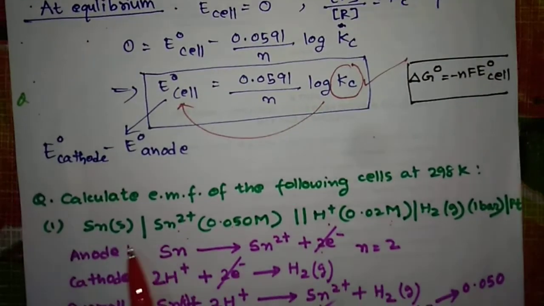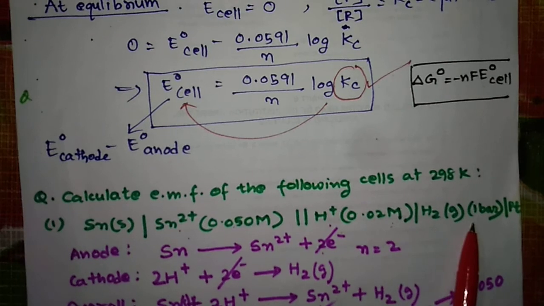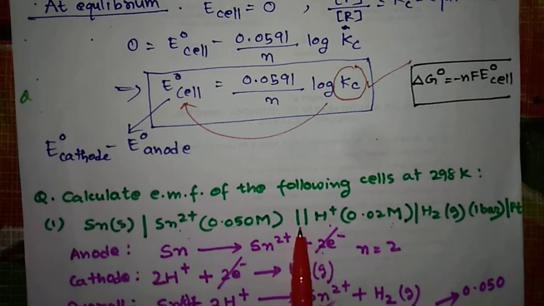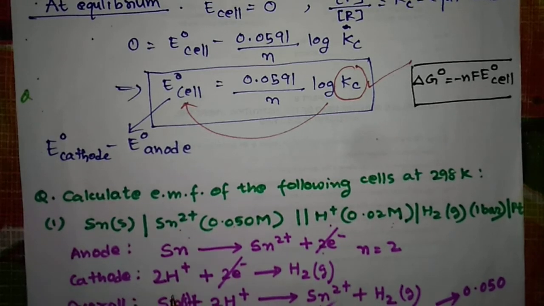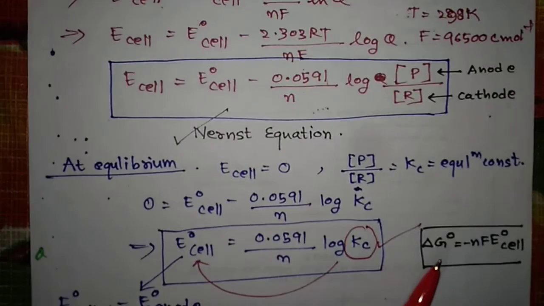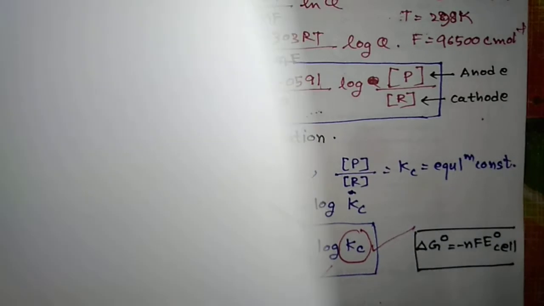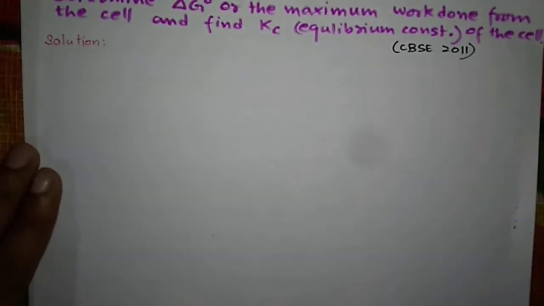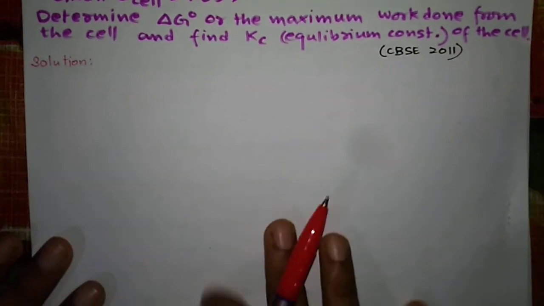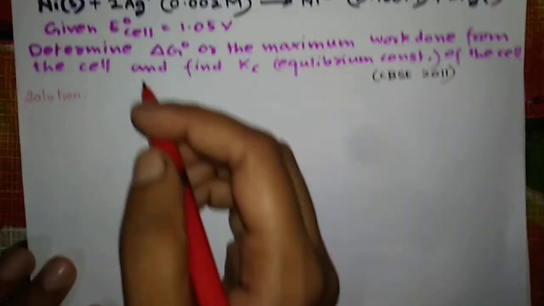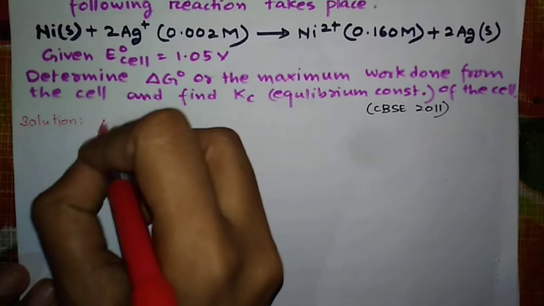Like here, see in this question the cell representation is given, not the overall reaction. In the cell representation, students, what is on the left of the salt bridge will always be the anode, and what is on the right of the salt bridge will always be the cathode. In this way you can construct the half cell reactions. Many types of questions get formed on the Nernst equation, so once your concepts are clear you can do any type of question. So for this question I will take the half cell reaction. First of all, what is happening in the anode?